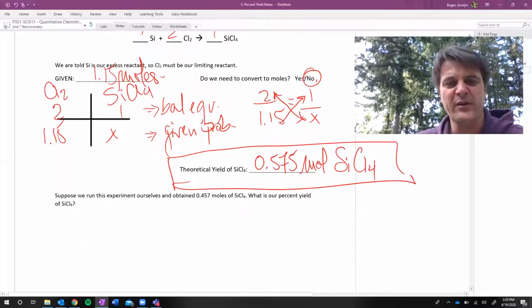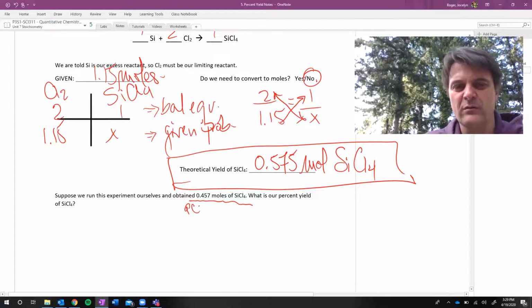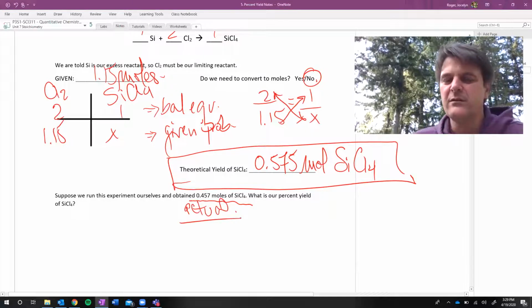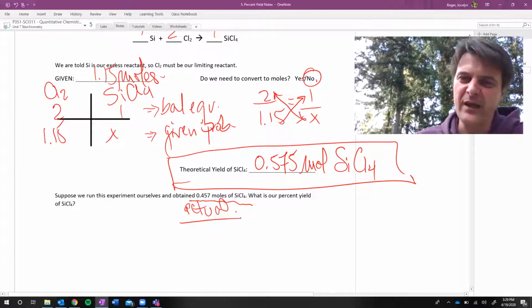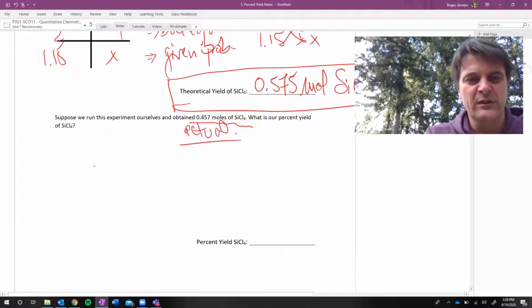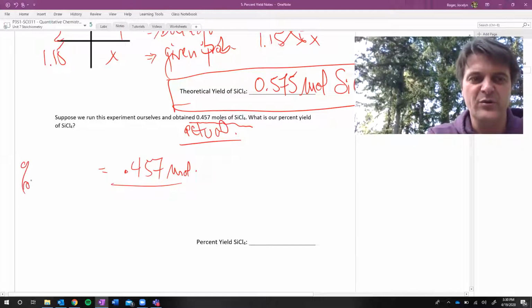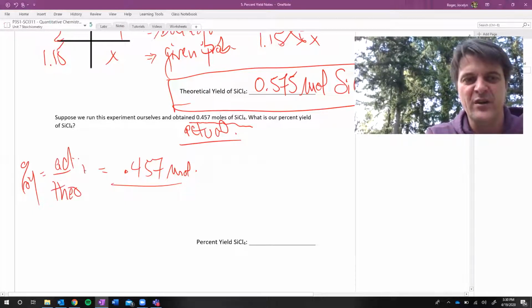Suppose that we run this experiment ourselves and obtained 0.457 moles. So this is our actual yield. So we actually ran the experiment and we actually got this much. So what was the percent yield? Well, very simple. We're going to take the actual yield, which was 0.457 moles, and we're going to divide that by the theoretical yield, because that's our equation. Right? Our equation is the percent yield is equal to actual over the theoretical times 100.